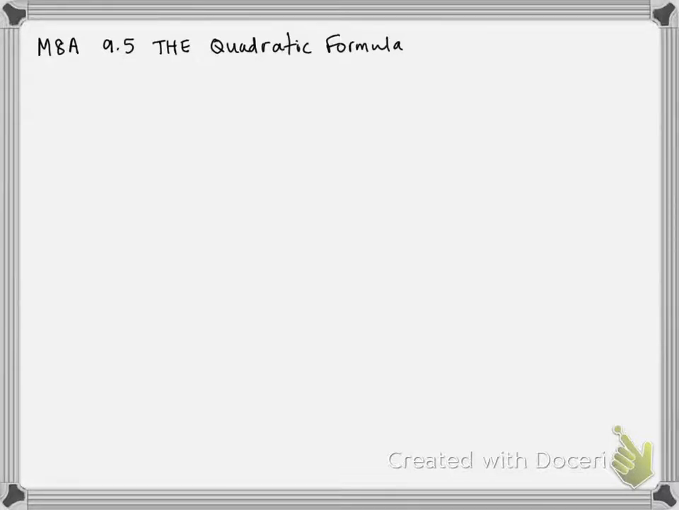We're going to use that idea of completing the square, and we're going to do it on the standard form of the quadratic equation. And when we're done, we will have the quadratic formula. So how about that? Let's go ahead and start with standard form: ax squared plus bx plus c equals 0.